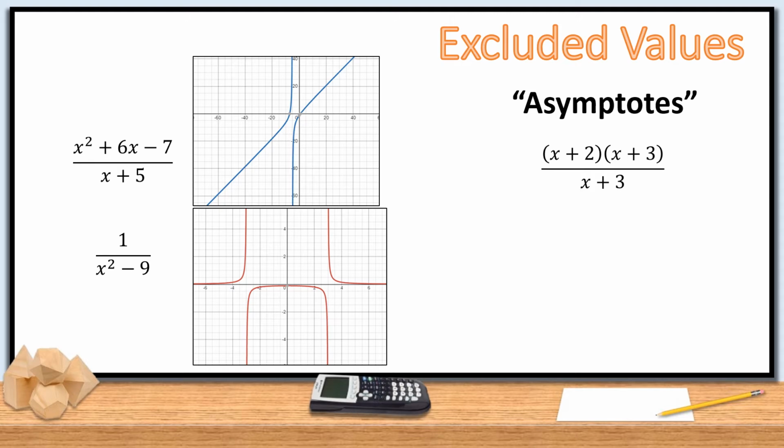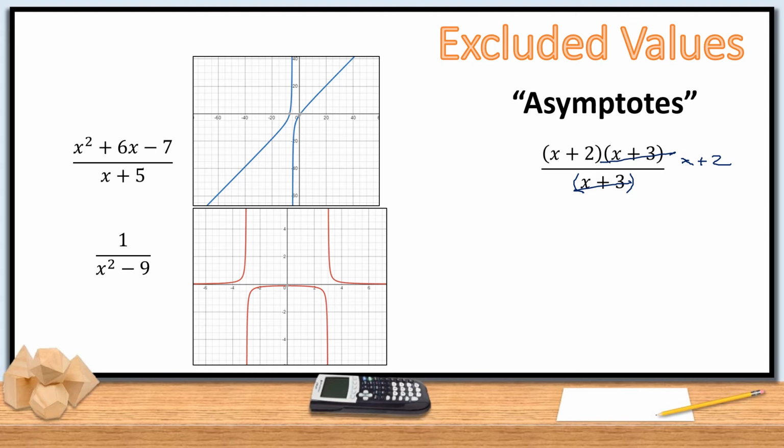If you saw this rational function, x plus 2 times x plus 3 divided by x plus 3, you would immediately say, oh, this is easy. There's an x plus 3 on top and bottom. I can just cancel this out. And the answer is x plus 2, right? Well, yes, if we were going to try and solve it. However, for our original function, x plus 3 is a denominator and it was canceled.